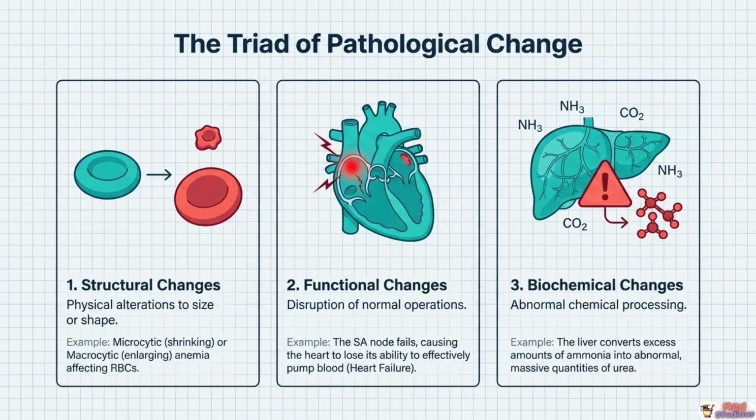In microcytic anemia, such as iron deficiency anemia, red blood cells shrink, becoming smaller than normal. In macrocytic anemia, such as vitamin B12 or folate deficiency, red blood cells enlarge abnormally. These are pure structural changes, directly visible under the microscope, that immediately tell the pathologist something fundamental about the underlying disease mechanism. The second category is functional changes, disruption of the normal physiological operations of an organ.